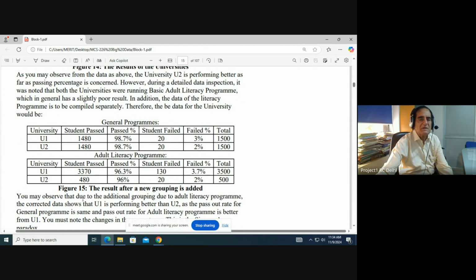So you may observe that due to the additional grouping due to the adult literacy program, U1 is performing better than U2. Here, for example, U1 is performing better than U2. Here, U1 is not performing better than U2, but U2 is performing better than U1. So that's what.